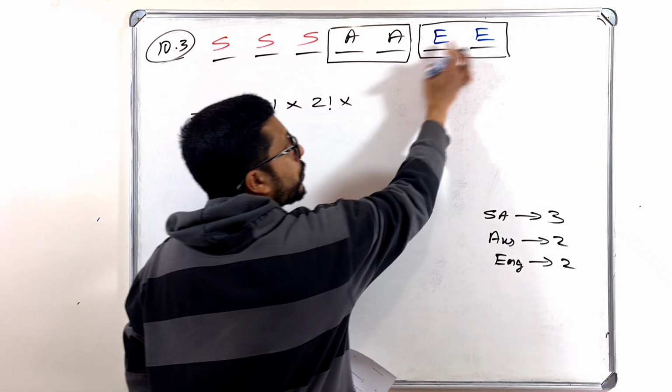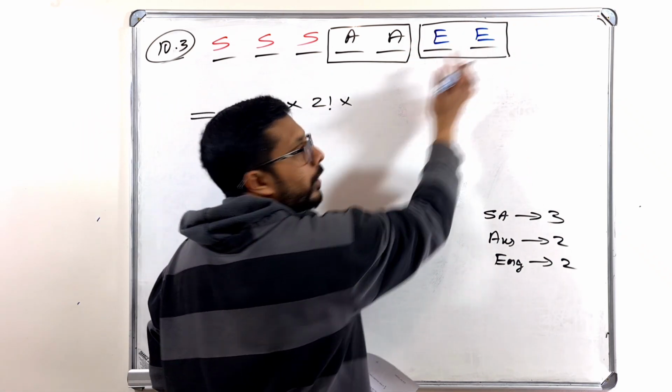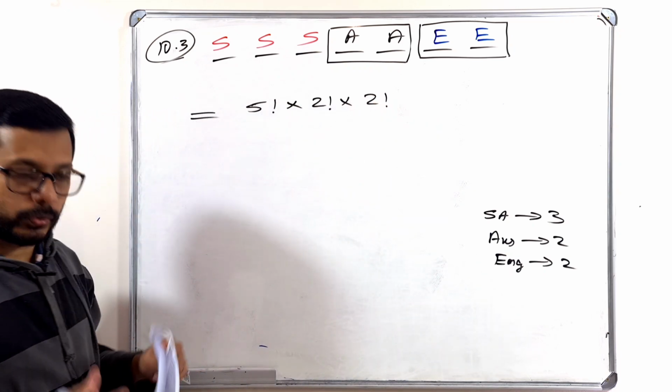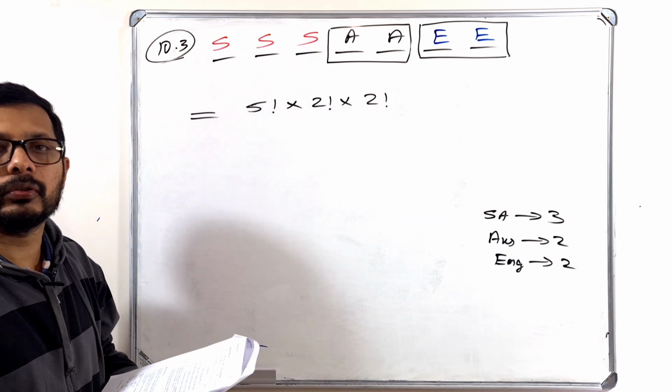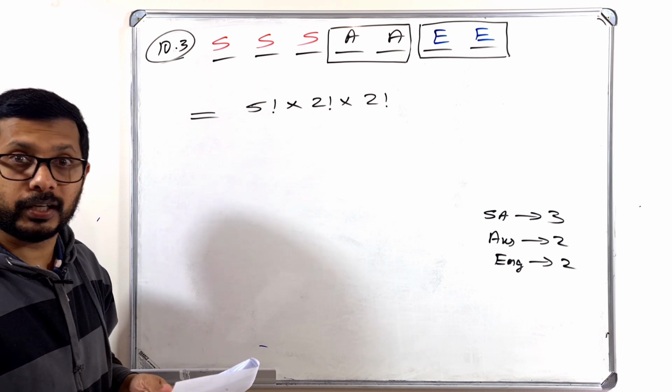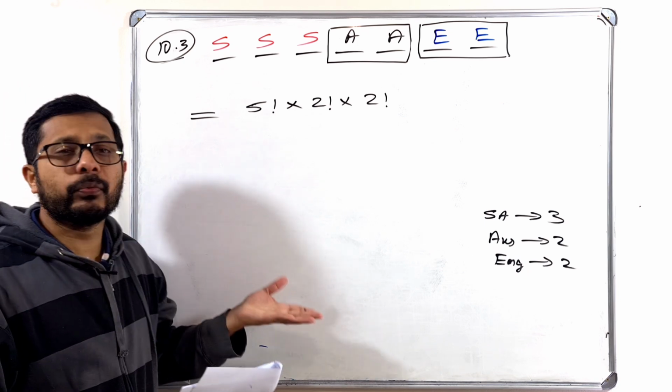Same applies here also. Inside this group how many are there? 2. So it is 2 factorial. Listen once more. That's the answer. Then you have to use your calculator and find the answer. That's all. How many marks? 4 marks. So it's like a free mark.